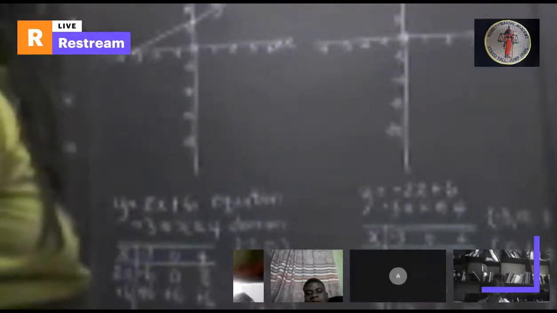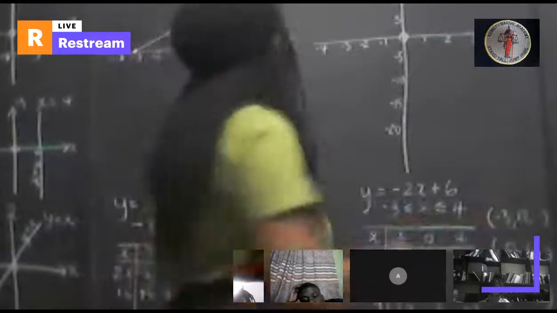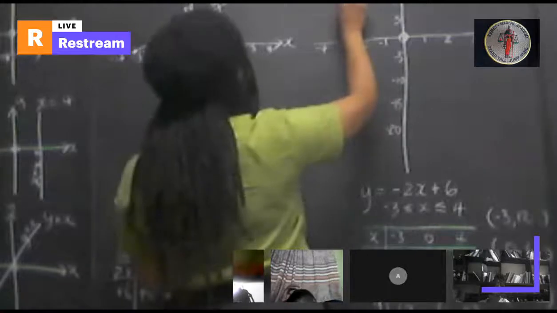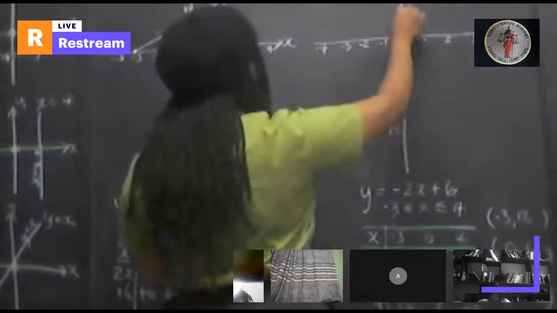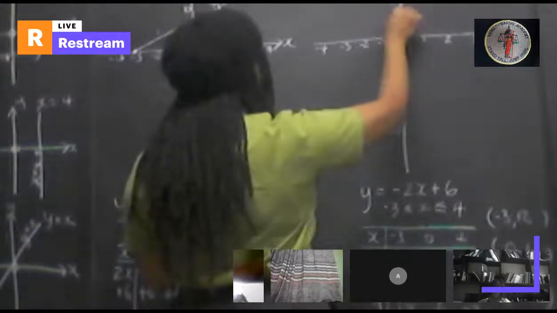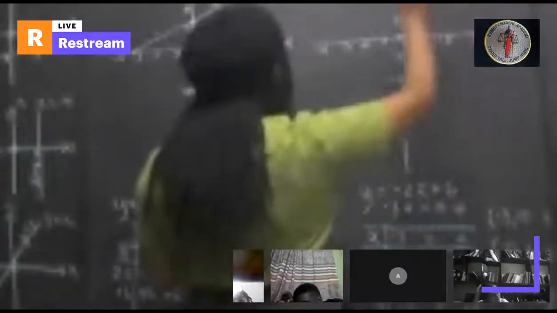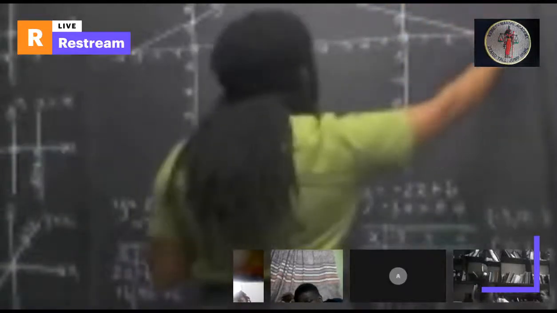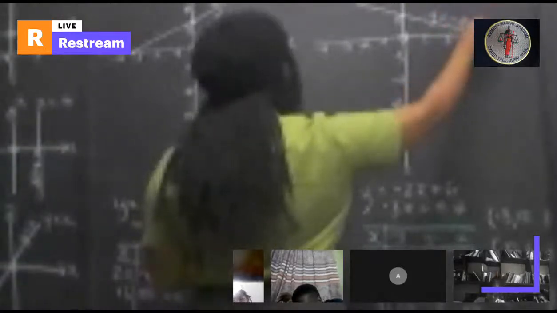Okay, so let's plot the line and see. So negative 3 up to 12. Then 0 to 6, so 0 to 6 again. That's constant. And 4 to negative 2: 4 on the x, negative 2 on the y. And then we connect the points.